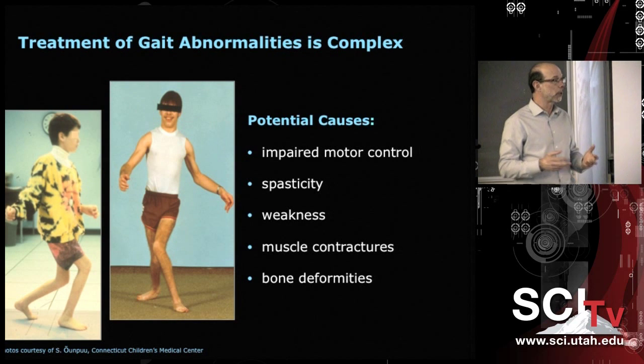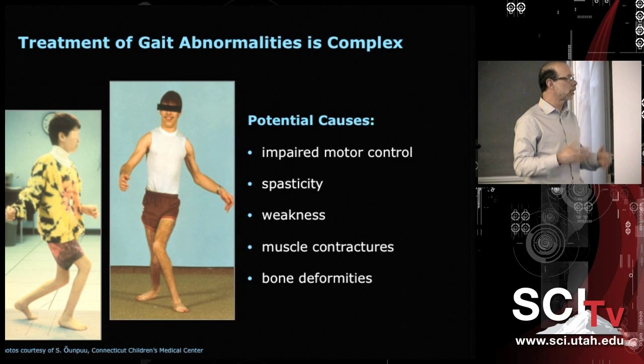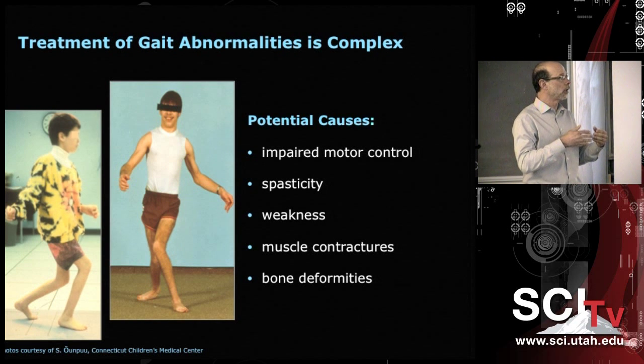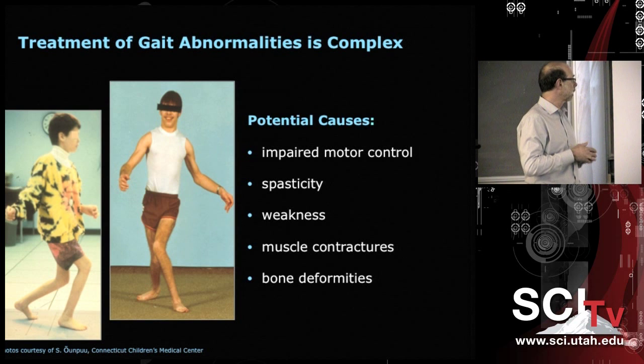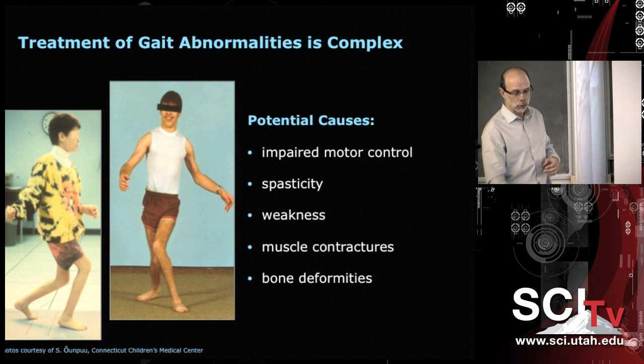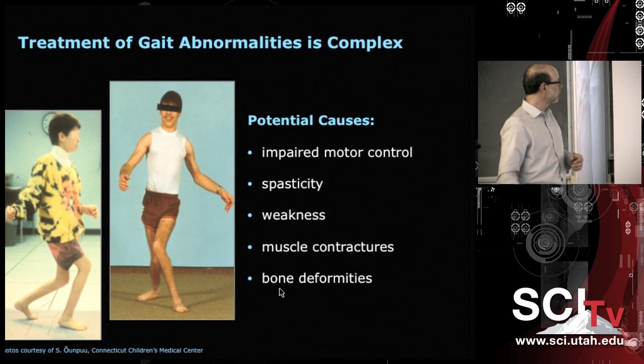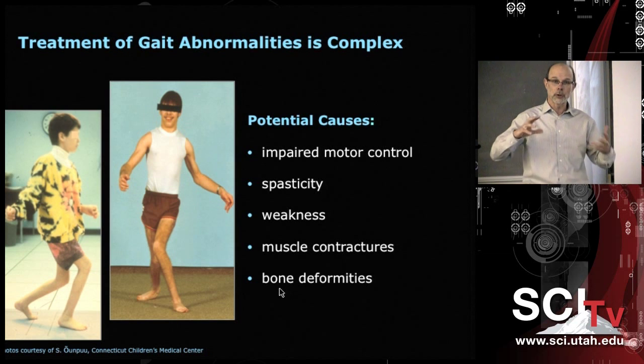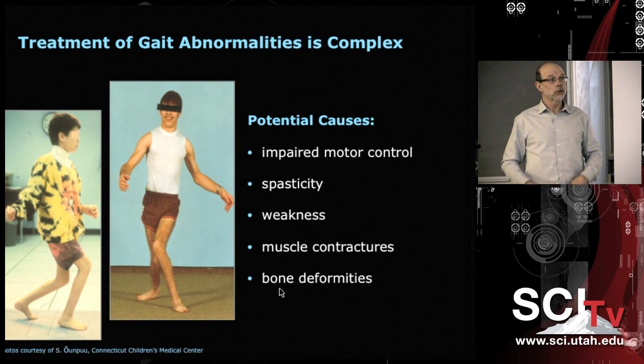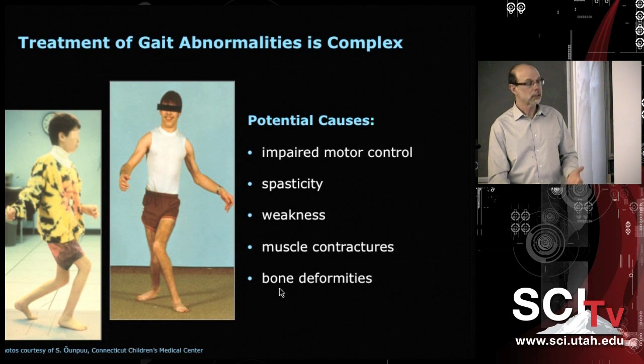Muscle contractures, because muscles developing in the face of abnormal patterns of excitation, the muscles can become shortened and produce excessive passive force. And also because the bones are developing in the face of abnormal forces, they also have deformities. So there's a whole set of things going on when somebody walks into a clinic or into a laboratory, and it's tricky to figure out what the underlying cause of the abnormal movement is simply by watching them walk.